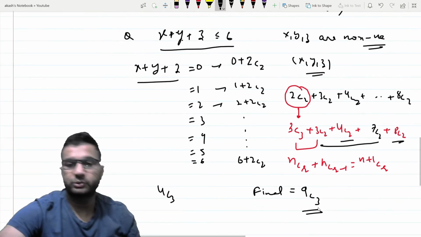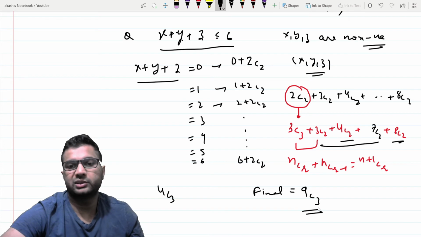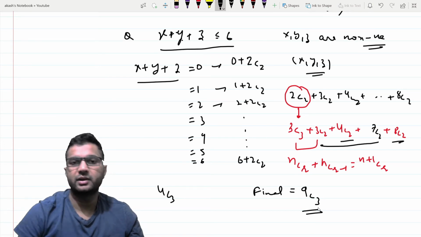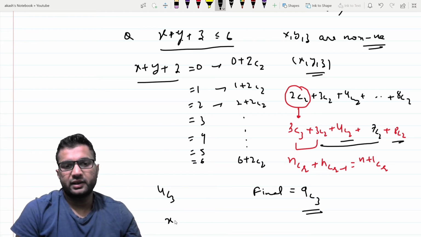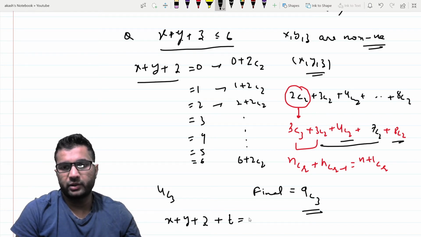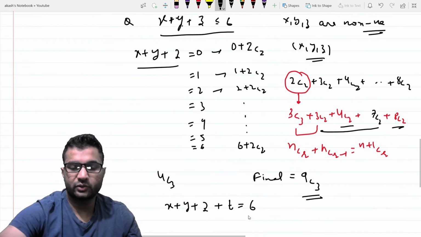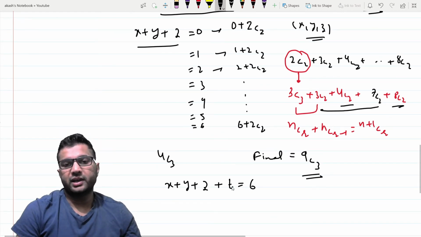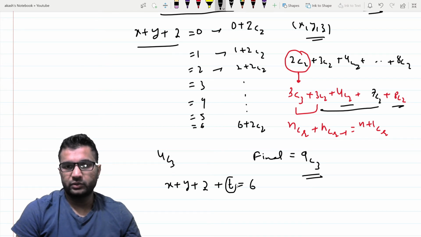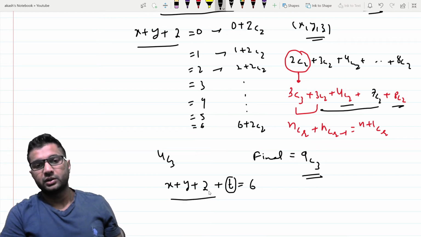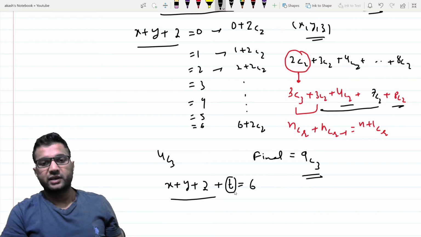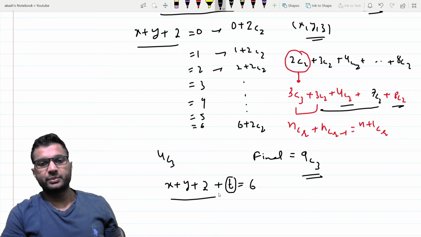We could do this problem directly. There is one more way to solve this problem, far easier than what I did, because I calculated each and every case and then summed up the series to get the answer. I can write it directly as x plus y plus z and introduce one more variable t, and write this equation equal to 6. Why did I do so? If t gets any non-zero value 1, 2, 3, in that case x plus y plus z will be less than 6. Otherwise, if t is assigned 0, in that case x plus y plus z will be equal to 6.